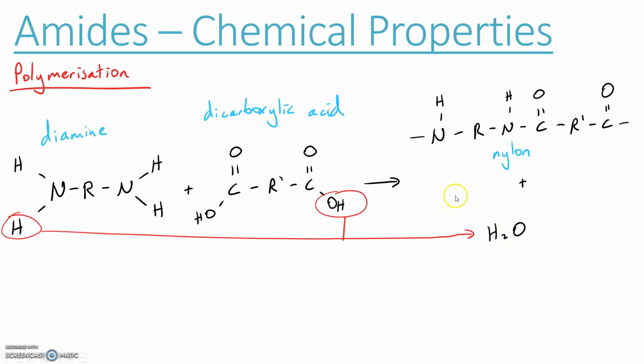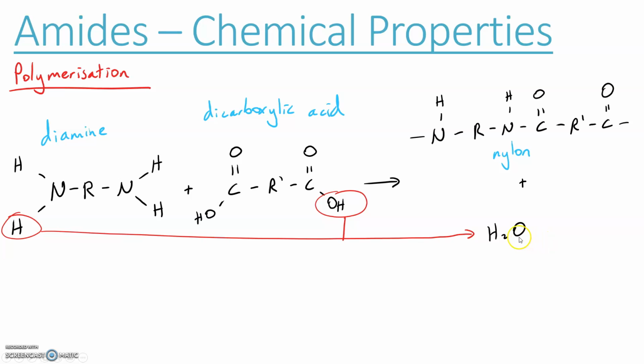We can form polymers using amides. We can form a polyamide by reacting, in this case, a diamine, so that's an amine or a hydrocarbon which has an amino group at both ends, with a dicarboxylic acid, which is a hydrocarbon that has a carboxyl group at both ends of the molecule. And the carboxyl group reacts with the amino group.